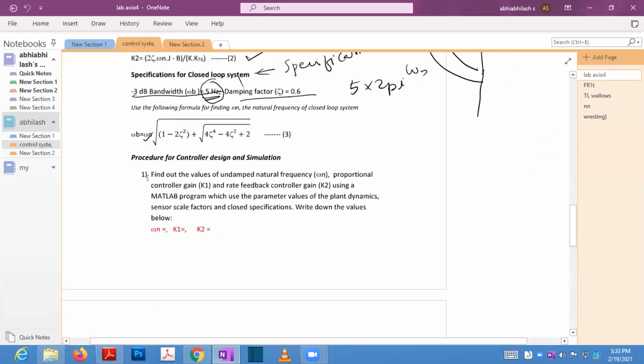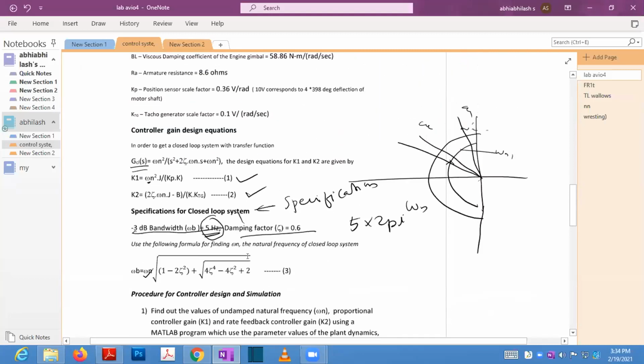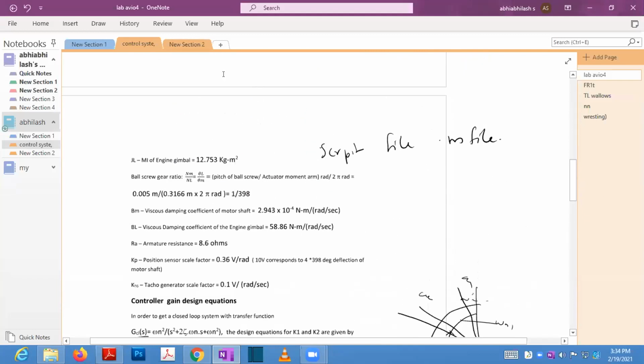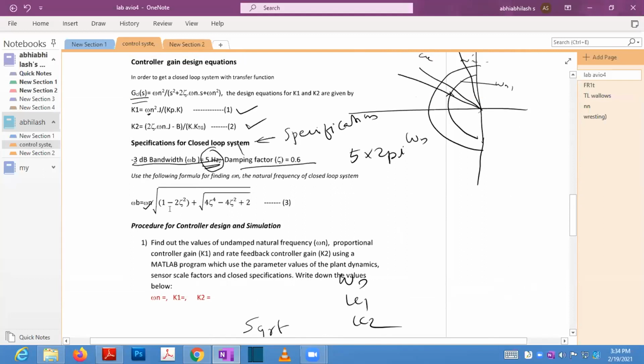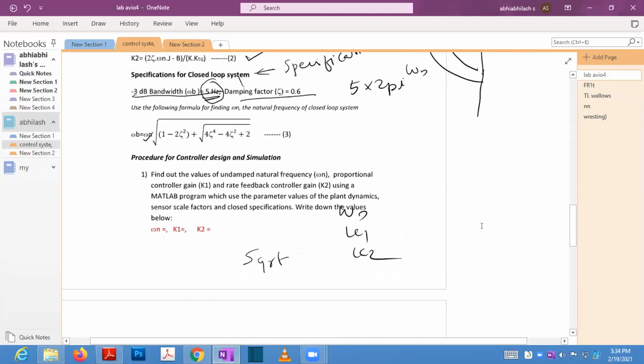And the first procedure is that one only. You have to make a .m file and find the value of omega n, k1, k2. Omega n is omega b divided by the square root of s. SQRT is the command to take the square root. Using SQRT you can do it. You enter these values in the script file and do the first procedure.